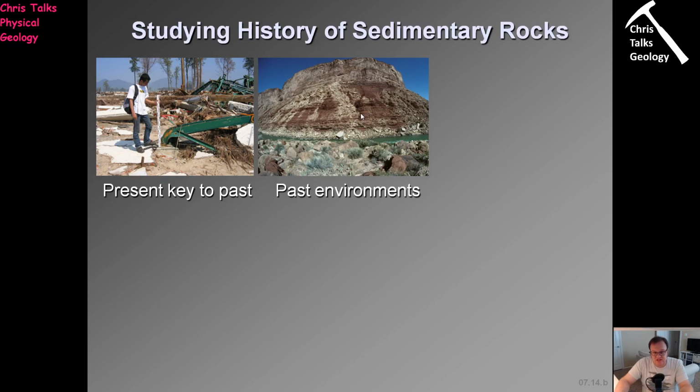Obviously, sedimentary rocks tell us about past environments. So as a sedimentary geologist, one of the things you're going to try and do, if you walk up to a layer of rock, is work out in what type of environment that layer of rock formed. A desert, a glacier, a beach, the deep marine.